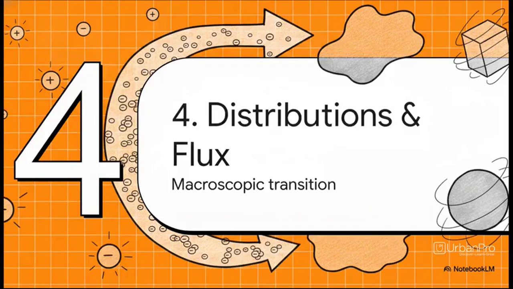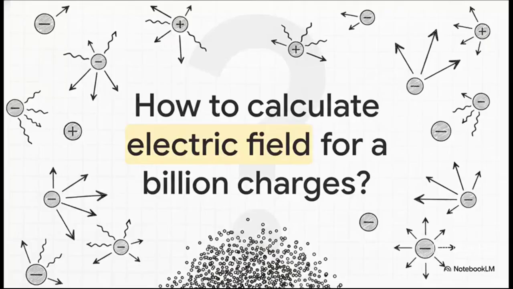Section 4, Charge Distributions and Flux. All right, I want you to ponder a real physical challenge here. How in the world do we calculate the field for a billion interacting charges? If we try to use Coulomb's law and the superposition principle, we'd have to calculate and add up a billion individual vectors. That is a computational and mathematical nightmare that would take literal lifetimes to solve. There has to be a better way.